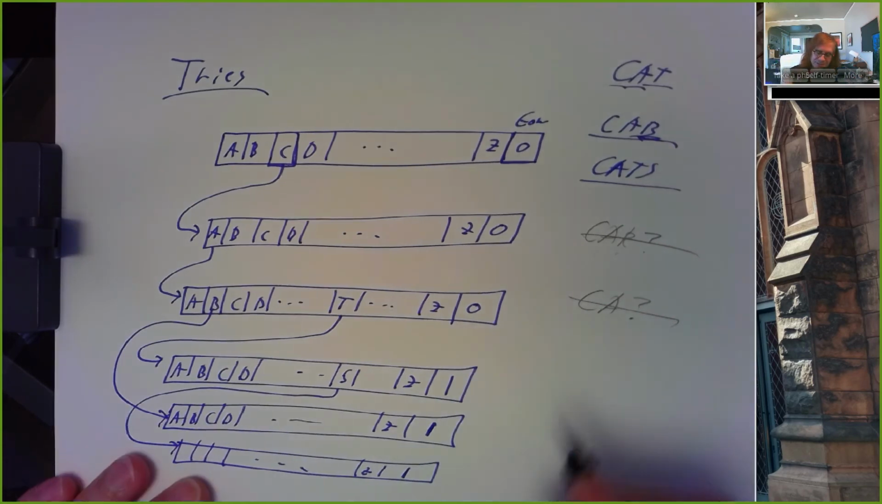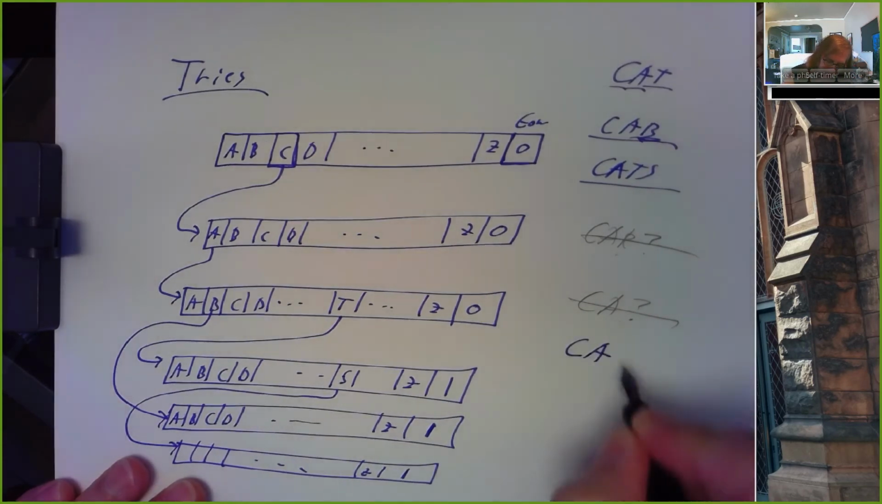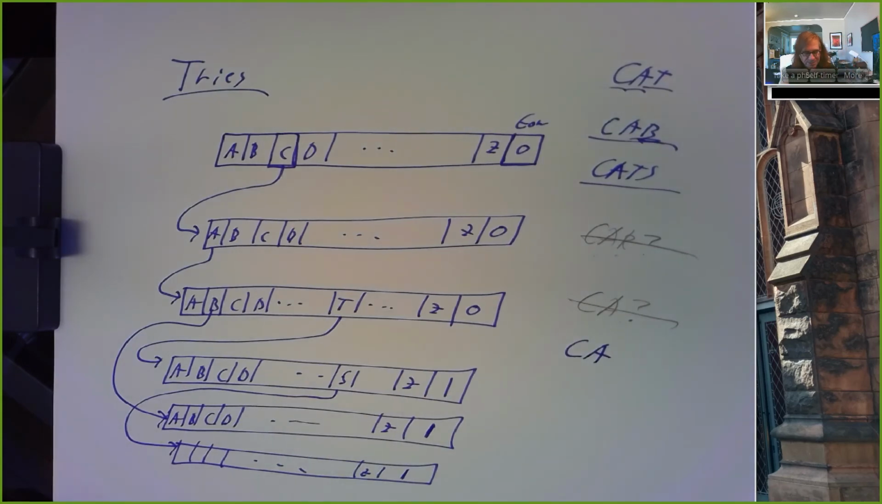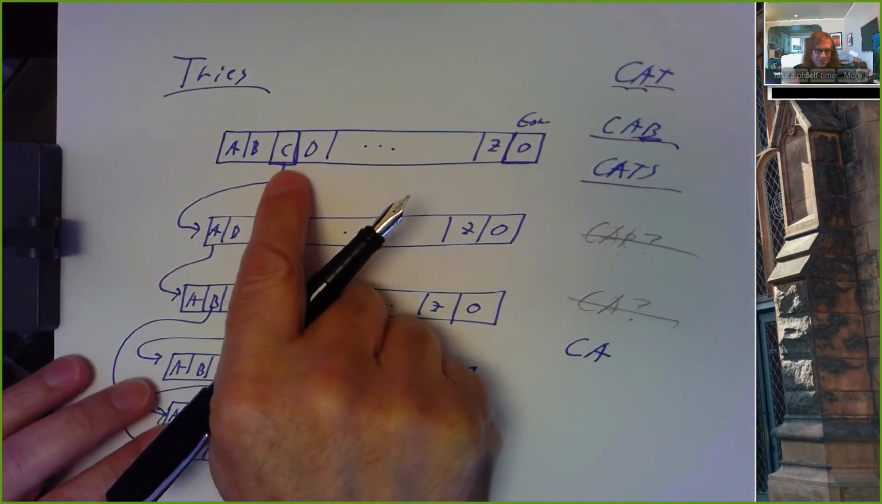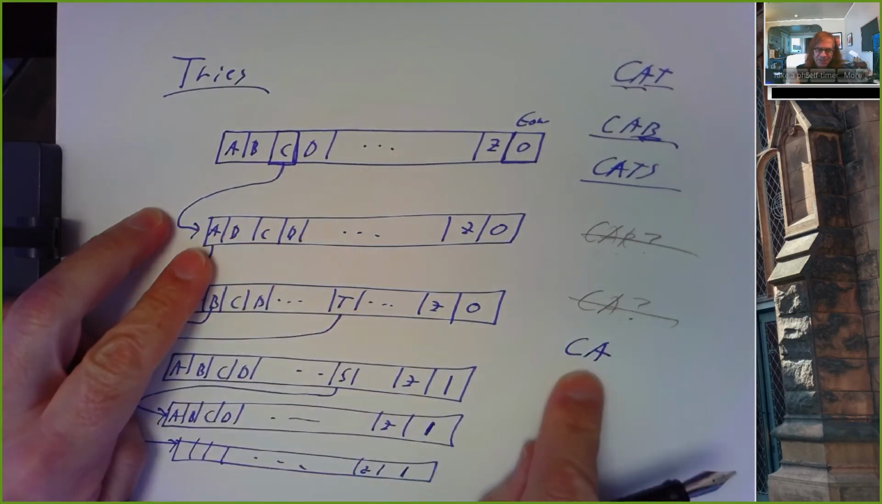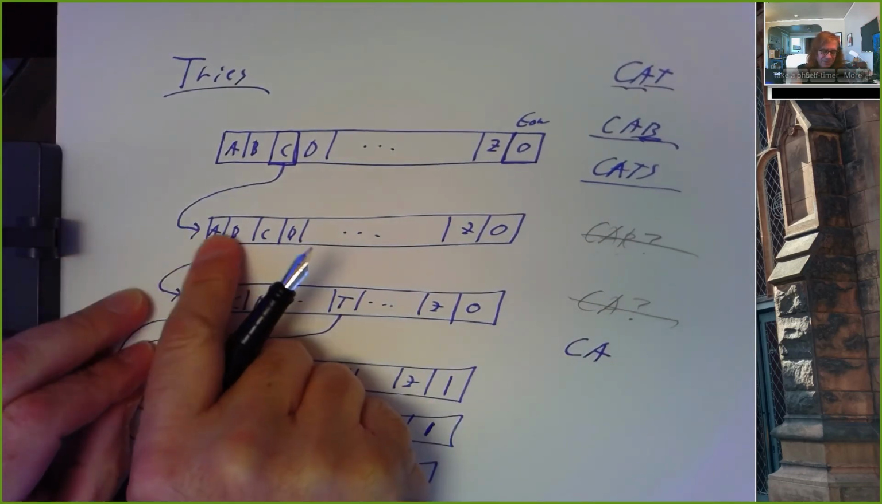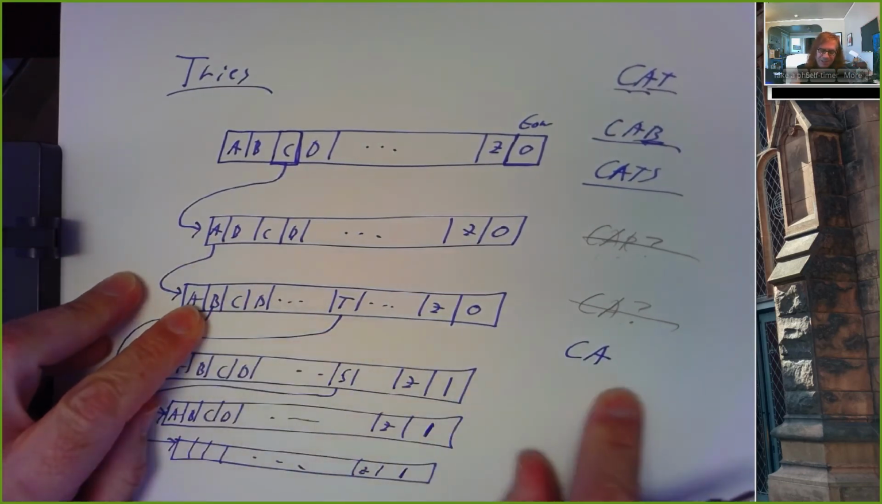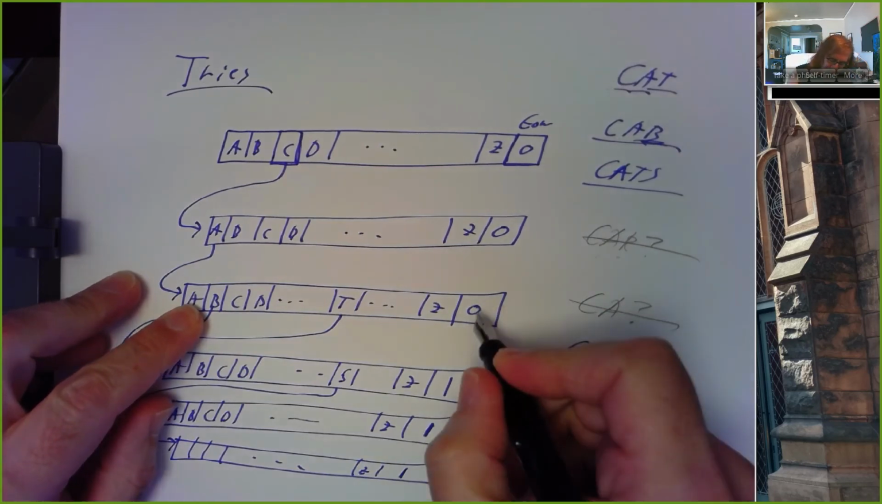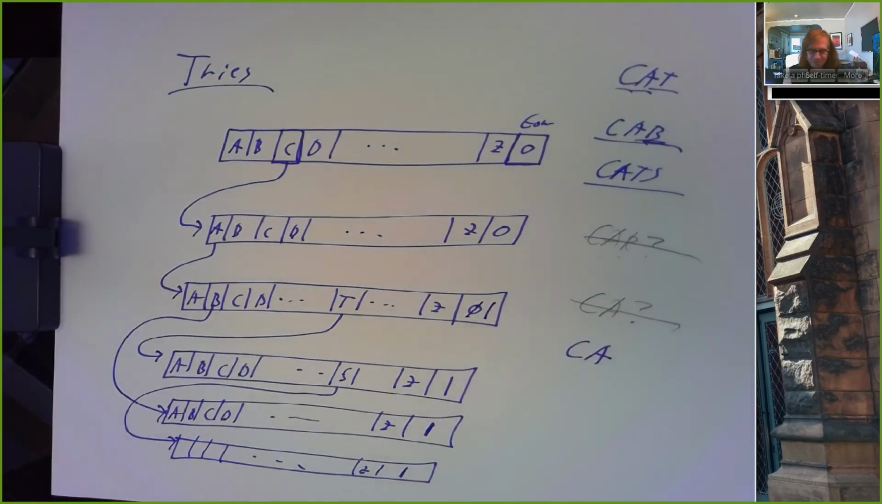But if I wanted to store the word CA, what do I do? Start with a C. It's already pointing to a node, so I'll follow that. Move on to the A. That's already pointing to a node, so I'll follow that. That's the end of the word. I'll just change the end of word pointer to be a 1. Now CA is stored in my trie.